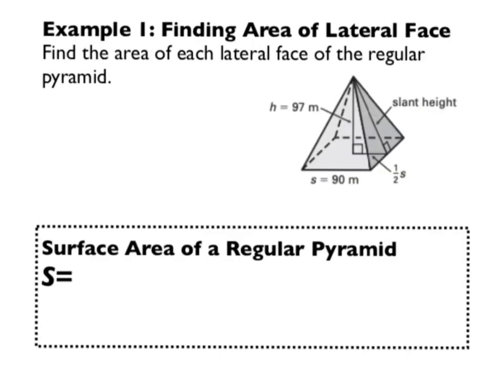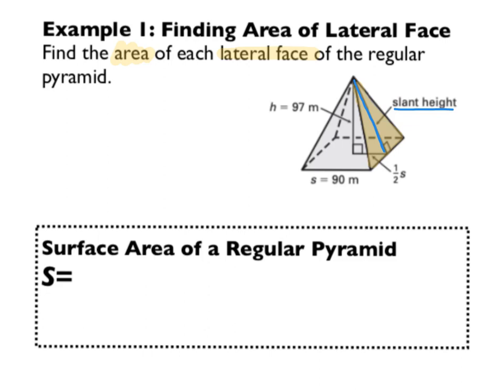Let's go ahead and get started with example 1. Example 1 asks us to find the area of each lateral face of the regular pyramid. We see here that our pyramid has triangular lateral faces, so we're going to look at this one specifically. Notice that all of these lateral faces are the same measurement, so we just need to find the first one, and that will tell us the area of all the other ones.